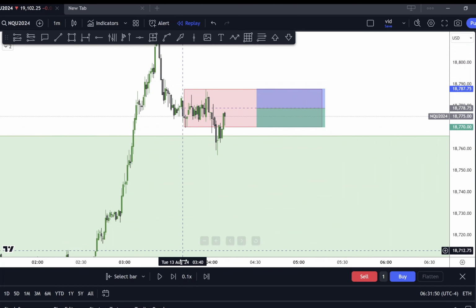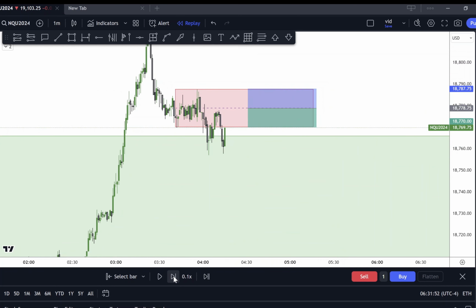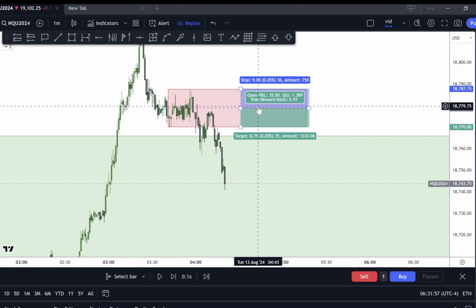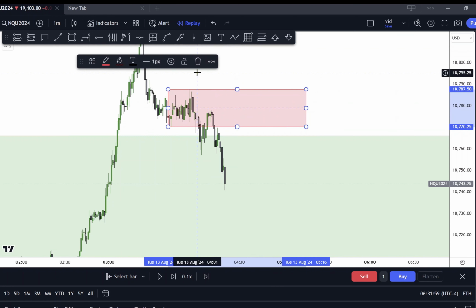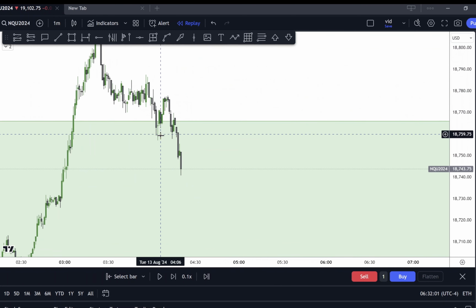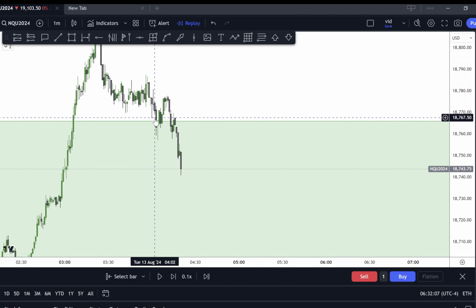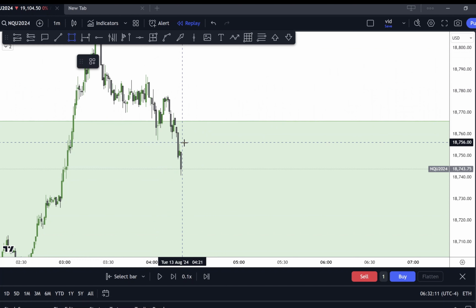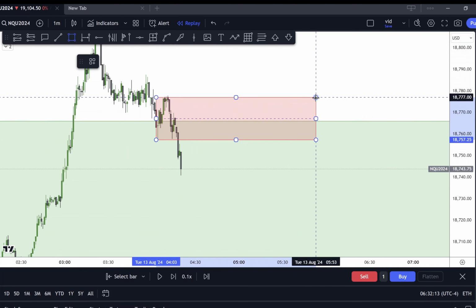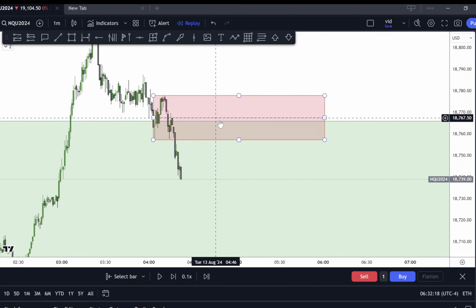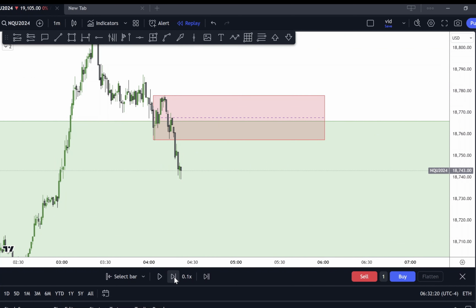Okay, so we're not tagged in. Okay, so we missed this one. We create now a valid pullback. Why? Because we closed above this last down close candle, and we closed again under it. So this is a valid bearish zone. Okay, I'm in if they tag me at this 50%.